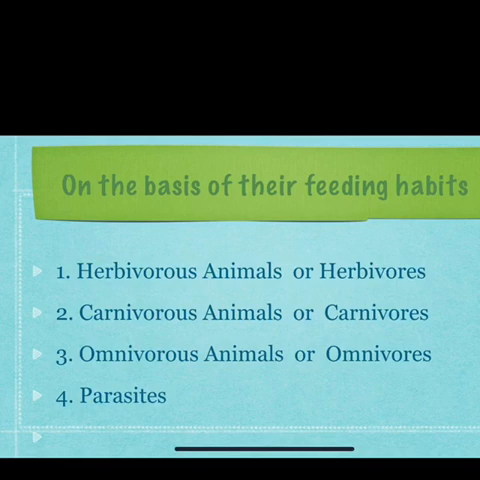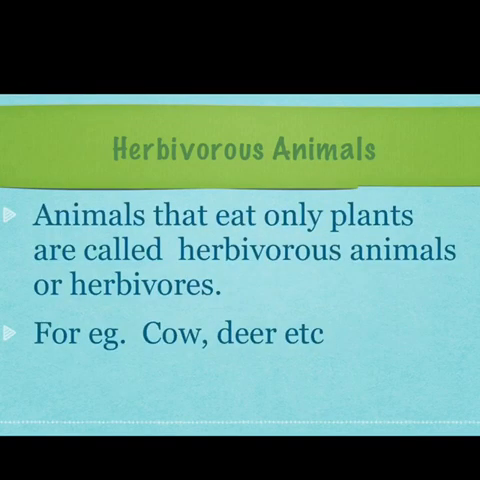So on the basis of their feeding habits, we can divide them into 4 types. First, herbivorous animals or herbivores. Second, carnivorous animals or carnivores. Third, omnivorous animals or omnivores. And fourth, parasites.